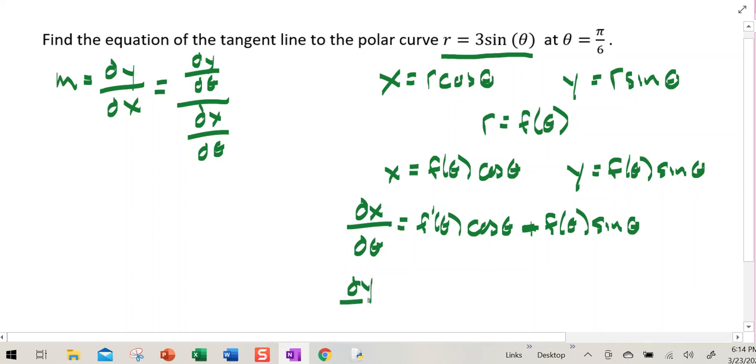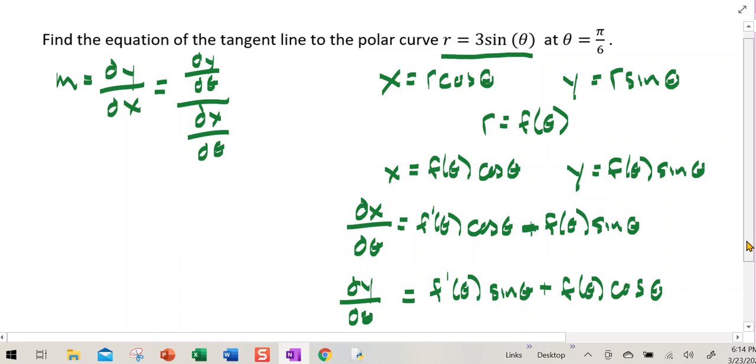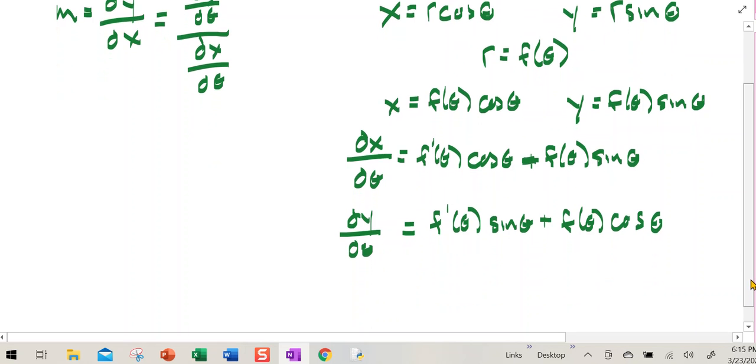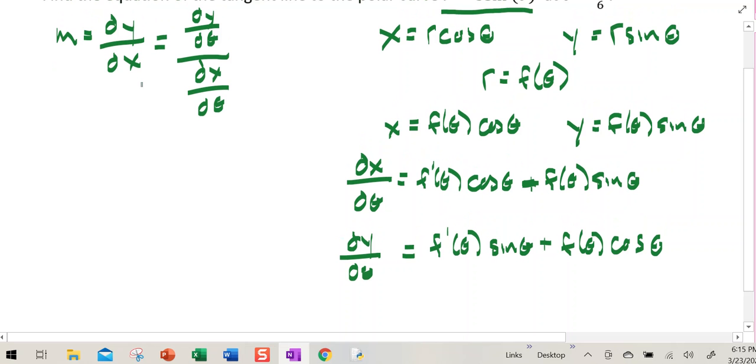Likewise, dy/d theta is going to be equal to f prime of theta times the sine of theta plus f of theta times the derivative of the sine, which is the cosine of theta. Okay. So now to find dy/dx, we need to take dy/d theta and divide it by dx/d theta. So let's do that down here.